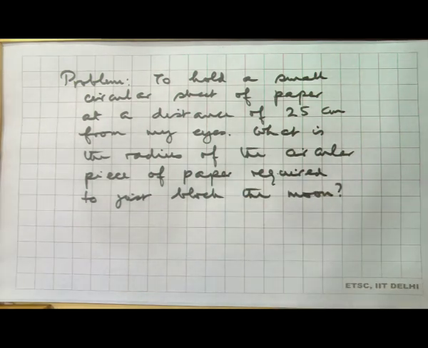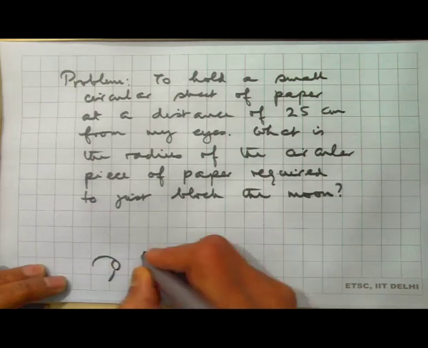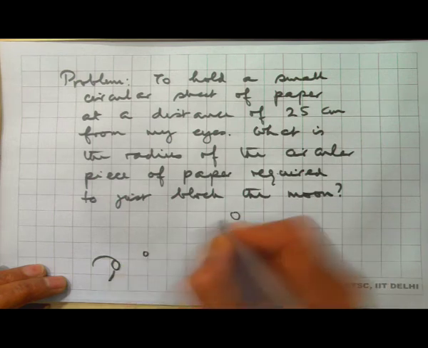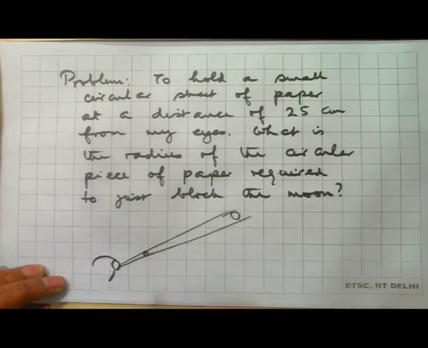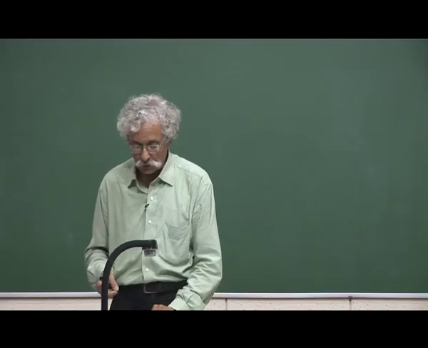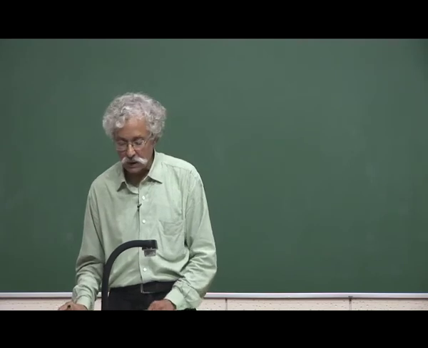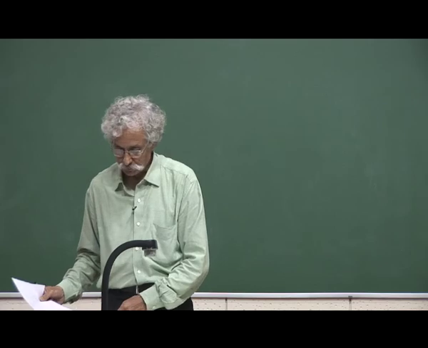That means I am looking at the moon. So, my eyes are here, and I must hold a small piece of paper here so that the moon is completely covered. I leave this problem to you, just try to estimate, and at night if you have some time, just go out and look at the moon with a small piece of paper, and you will see that you can actually completely block the moon by a small sheet of paper.